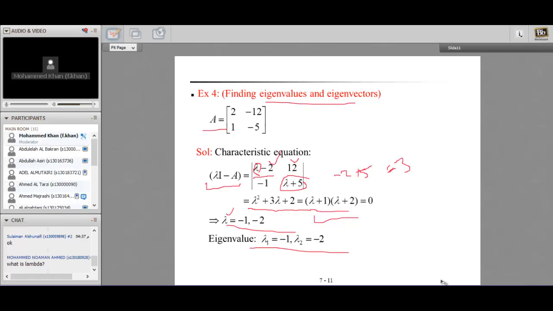Don't be confused. This is a type of variable. For example, we say x, y, z; here we say lambda. So there is no need to be confused. Okay, any other question?